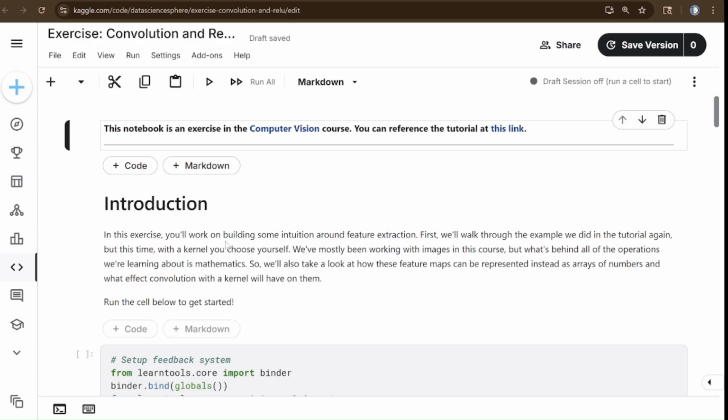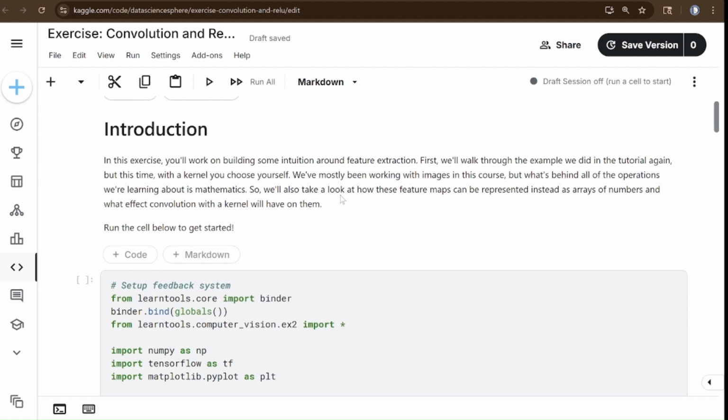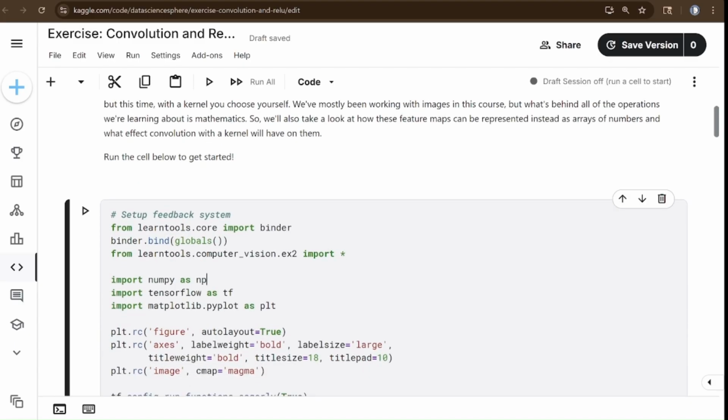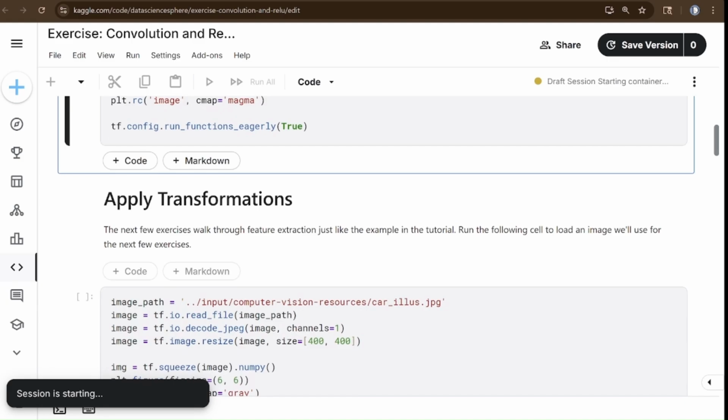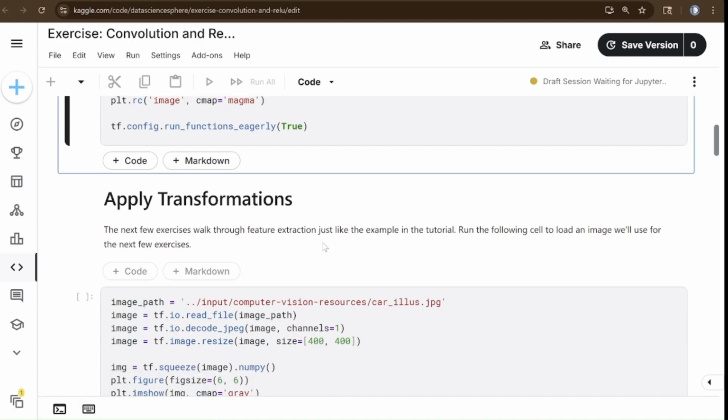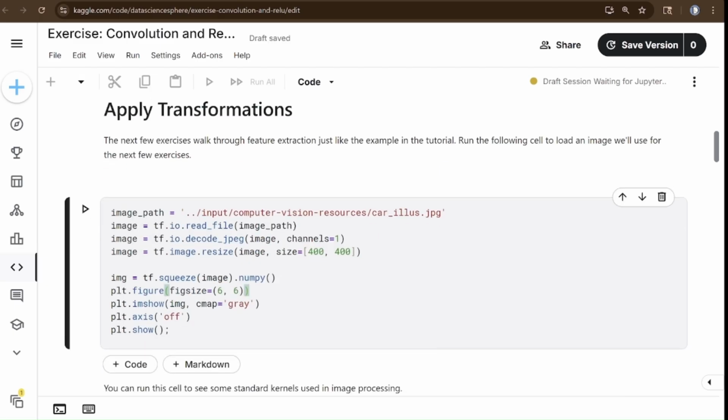In this exercise, you will work on building some intuition around feature extraction. First we will walk through the example we did in the tutorial, but this time with a kernel you choose yourself. We have mostly been working with images, but what's behind all of the operations we are learning about is mathematics. First let me run this to get started. Then you have to apply the transformation. The next few exercises walk through feature extraction just like the example in the tutorial. So let's run this.